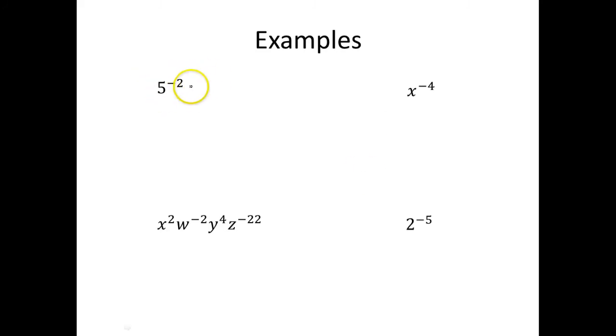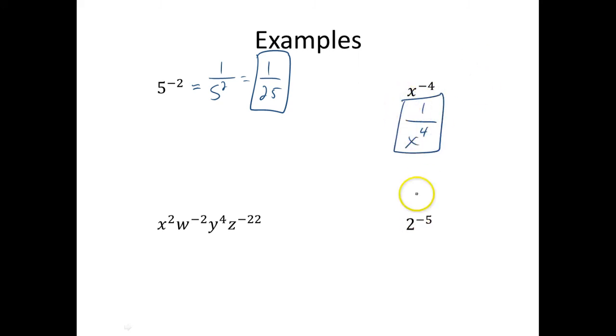5 to the negative 2. Well, according to our definition, that's just 1/5 squared, which we could write as 1/25. And we're done. x to the negative 4, well, that's just 1/x to the 4th. And we're done. 2 to the negative 5th, we did this on the last page actually: 1/2 to the 5th, which is 1/32. So we have a negative exponent, it just flips it to the bottom.